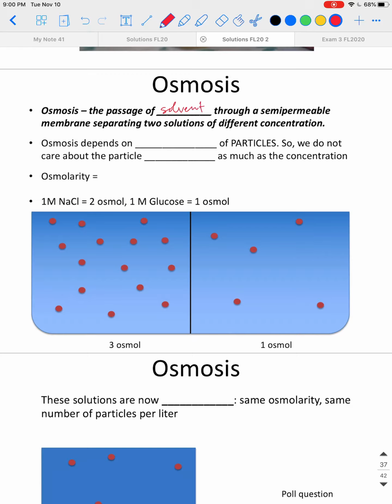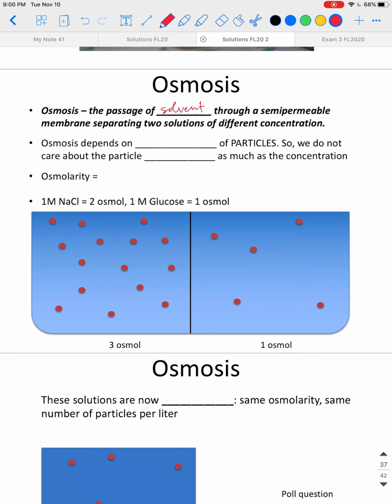What is osmosis? It is the passage of, here's a key word, solvent through a semi-permeable membrane separating two solutions of different concentrations. Everybody tends to think it is the movement of particles. We don't think about solvent moving. We always think about particles and ions and molecules moving. So get that out of your head, because this is totally different. And I guarantee I'm going to have some people on the exam tell me that it is the movement of solute or particles. It is not. It's the movement of the water or the solvent.